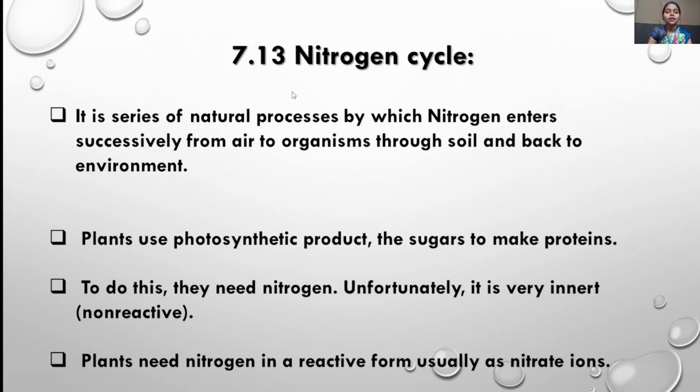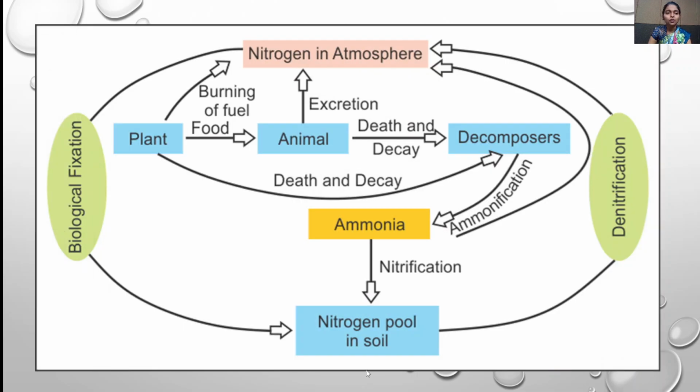Next point is the nitrogen cycle. The last point in this topic, the nitrogen cycle. It is the series of natural processes by which nitrogen enters successively from air to organisms through the soil and back to the environment. Plants use photosynthetic products, the sugars, to make proteins. To do this, they need nitrogen. Unfortunately, it is very inert. Plants need nitrogen in a reactive form, usually as nitrate ions. Moves to the next slide.